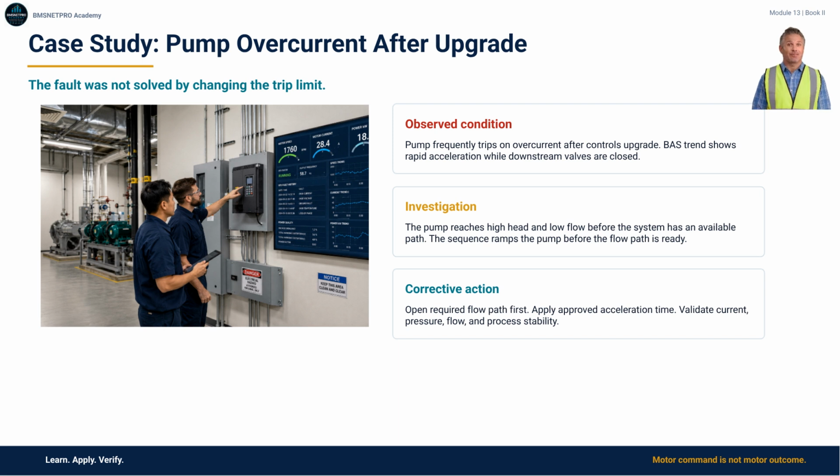Here is a realistic field scenario. A pump begins tripping on overcurrent after a controls upgrade. The easy reaction is to blame the pump or raise the trip limit, but the trend shows the pump ramping quickly while downstream valves are still closed. The pump reaches high head and low flow. The better correction is sequencing. Open the required flow path first, apply an approved acceleration time, then validate current, pressure, flow, and stability.